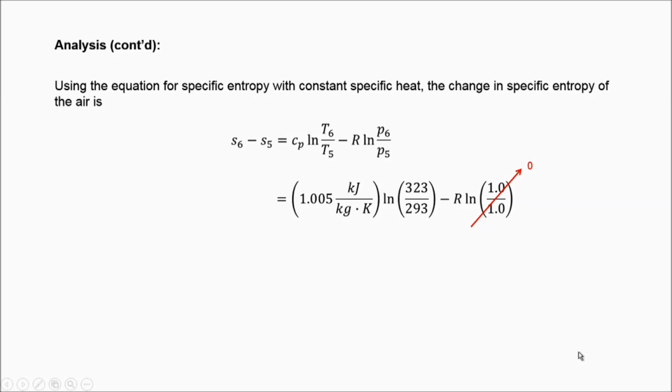Substituting numerical values gives us the following expression, where the last term drops out as the pressure does not change between states 5 and 6. The specific entropy change for the air is then determined to be S6 minus S5 is equal to 0.098 kilojoules per kilogram Kelvin.